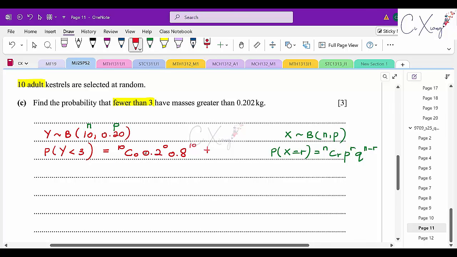After that, Y equals 1, that means R equals 1. So you're having 10C1, 0.2 power 1, 0.8 power 9. Then 10C2, 0.2 power 2, 0.8 power 8. Should I continue with 10C3? You can see from here, I'm only interested in Y smaller than 3, not including the 3, right? So you should stop at Y equals 2. Then you just press the calculator and it helps you. Again, you will get a very long answer, so please cut it short into 3 significant figures. By right, you will get this answer, which is 0.678.